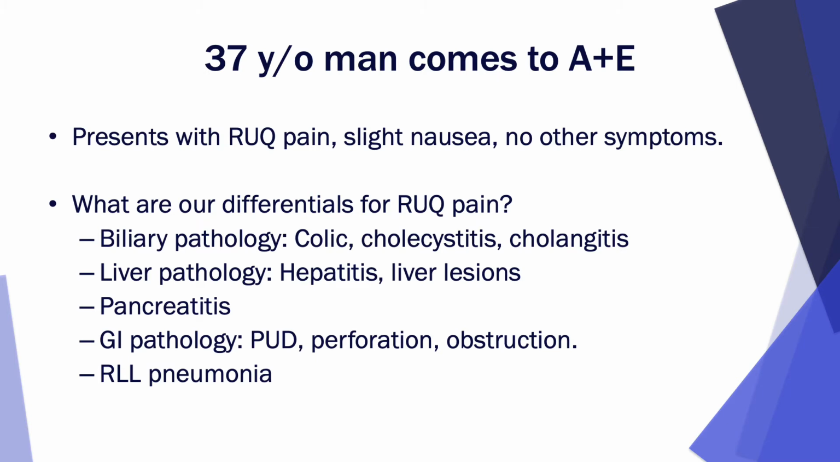One simple way of classifying differentials for abdominal pain is by anatomically what's in that location. So for right upper quadrant pain, we can classify it by biliary pathology, such as biliary colic, cholecystitis and cholangitis, liver pathology, such as hepatitis and liver lesions, pancreatitis, and any GI pathology as well, such as peptic ulcer disease, perforation, and obstruction. It's also important not to forget pathologies of the lung, such as a right lower lobe pneumonia, which could cause right upper quadrant pain.